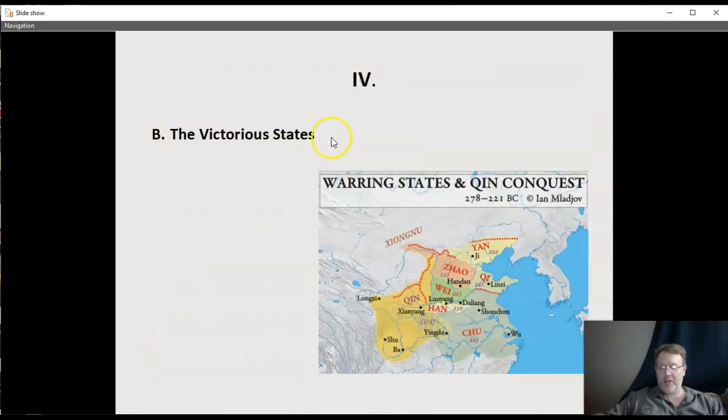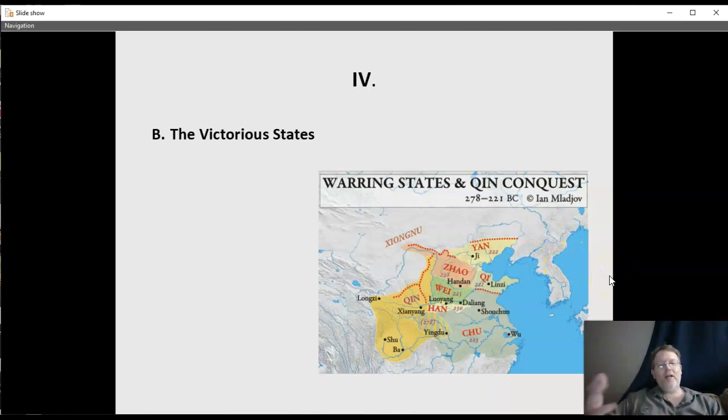The victorious states. Military improvements led some states to expand. You see some of the different states here: Chu, Han, Shin, Wei, Qi, Zhou, Yan. These are the big ones. There's like 7 really big ones, but there are other smaller states too. These are just the largest ones. These are all basically kingdoms led by families, led by warlords, and they're continually fighting each other for a century, almost 2 centuries.